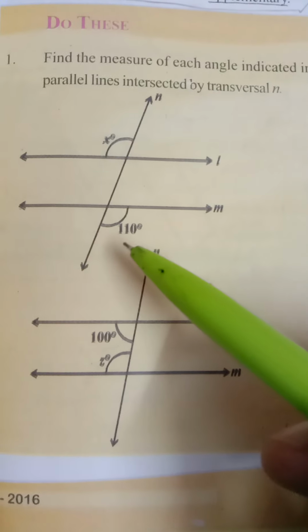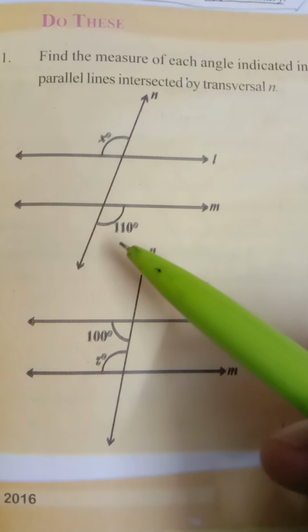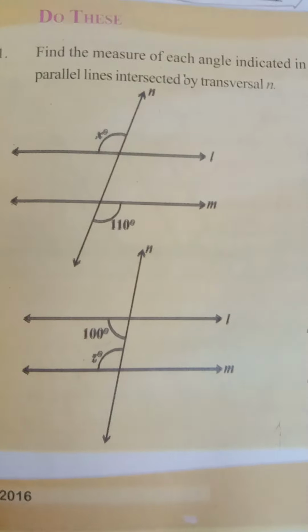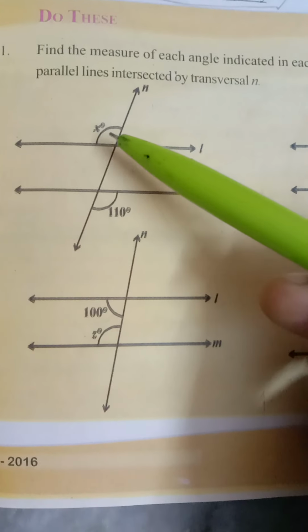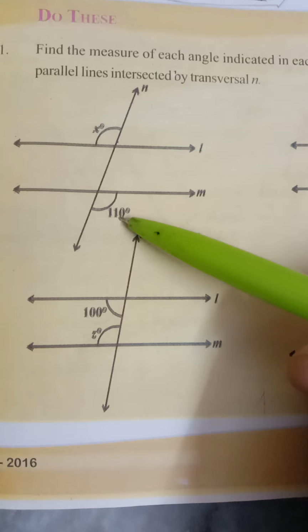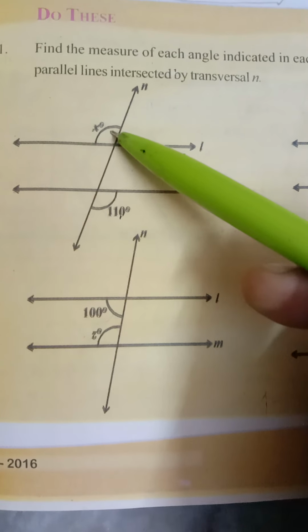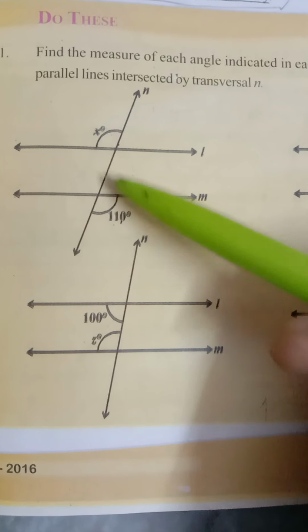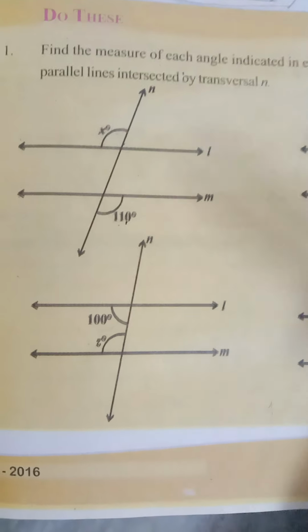X is equal to 110 degrees. X and 110 are alternate exterior angles. Alternate exterior angles are equal. In figure 1, X is equal to 110 degrees.